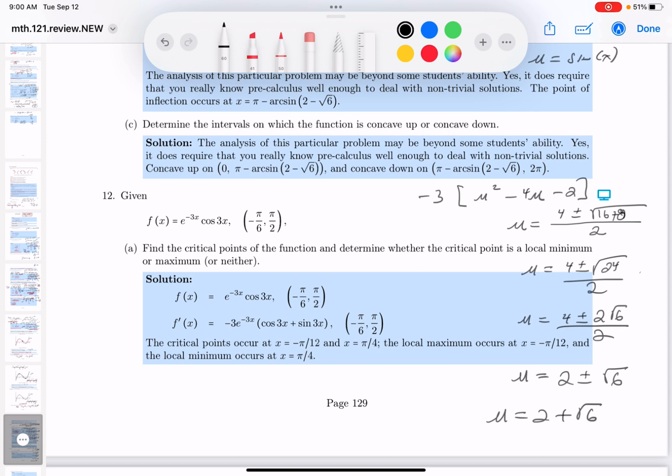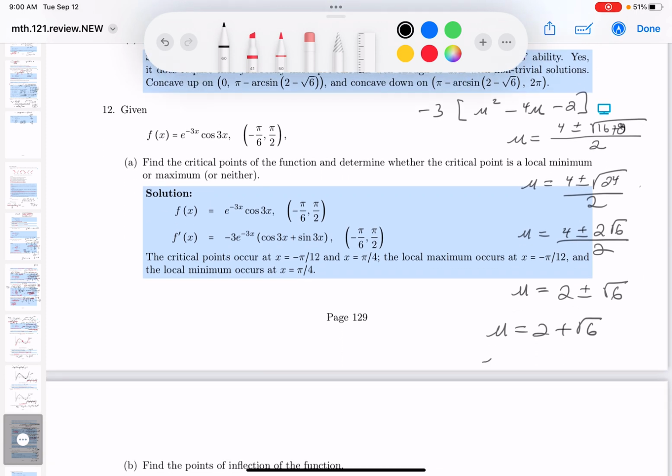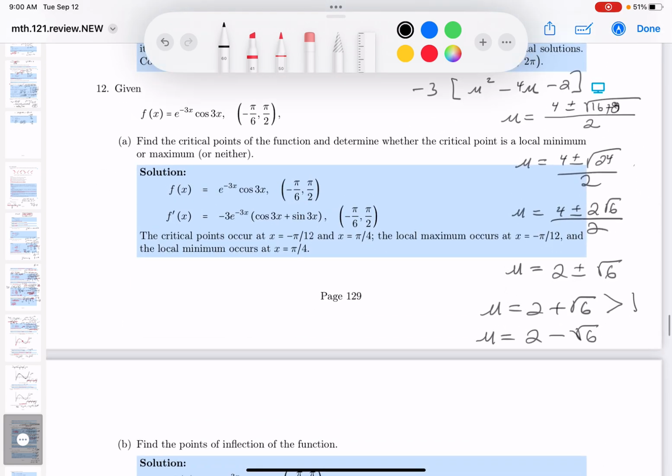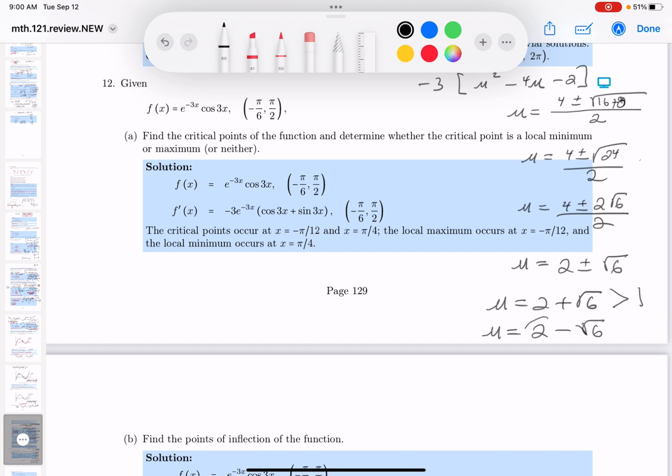That's not a bad number, right? And what's the other number could be? It could be u equals 2 minus root 6. By the way, this one here, I hope you realize, is definitely bigger than 1. And what do I know about that? Well, that the u is sine x, there's no solution to that one. Let's just talk about this over here.